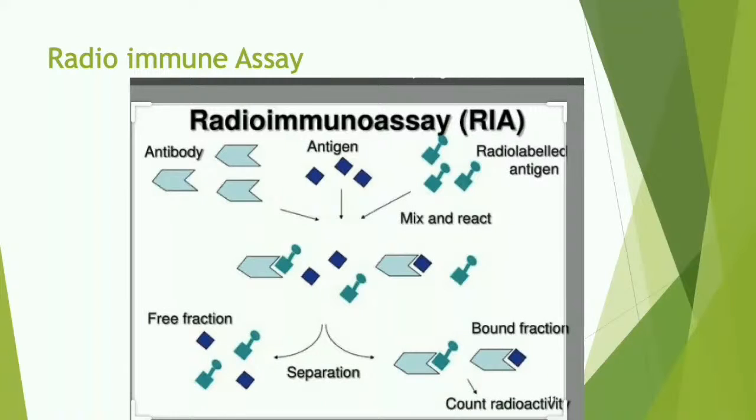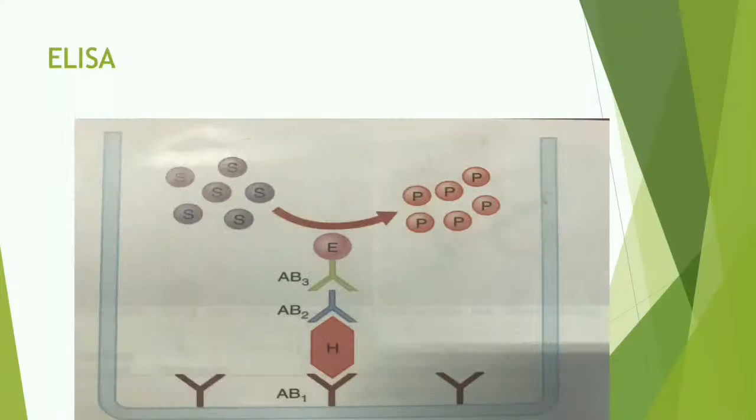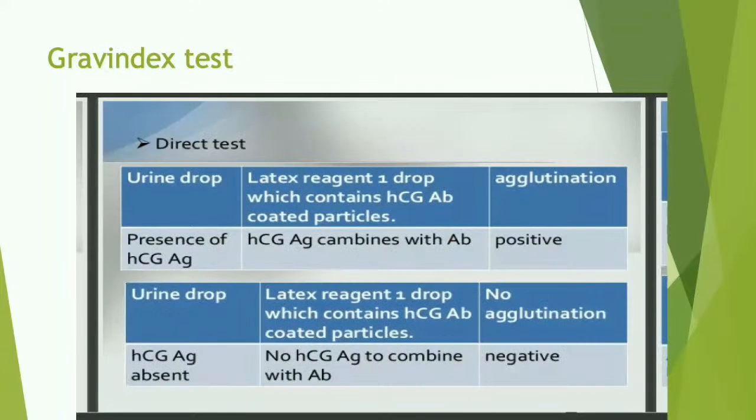Apart from that, like measuring any other hormone assay, if you remember, we have two important procedures. One is the radioimmunoassay and the other one being ELISA. So you are already familiar with these two, so I am not going in depth. And then you have the Gravindex test, which is the most common and routinely done till now. Here we studied the process of agglutination.